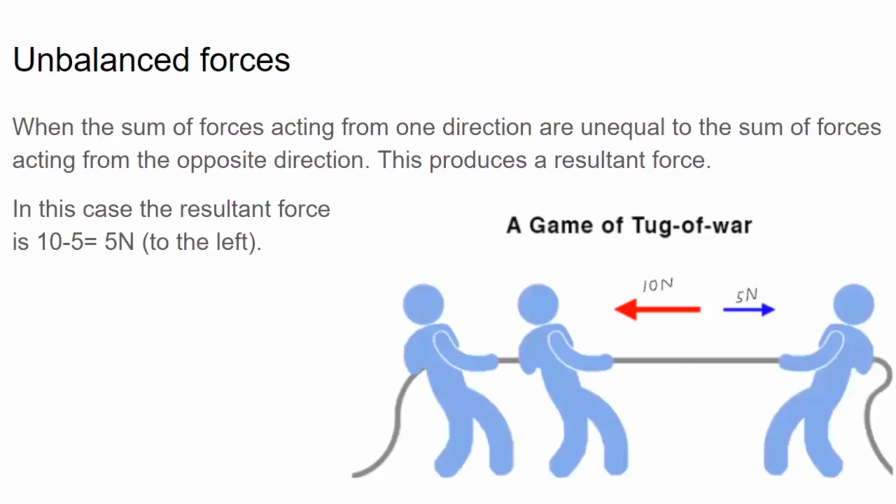Unbalanced forces are when the sum of forces acting from one direction are unequal to the sum of forces acting from the opposite direction, which produces a resultant force. So in this game of tug of war, the left side is producing a force of 10 newtons, while on the right side, the person is producing a force of 5 newtons. When we calculate the resultant force, which is 10 minus 5, equal to 5 newtons, that's the resultant force, and we can see that it's towards the left.